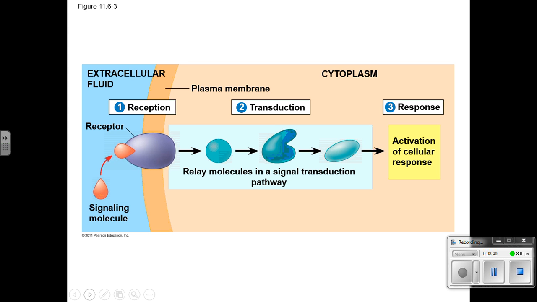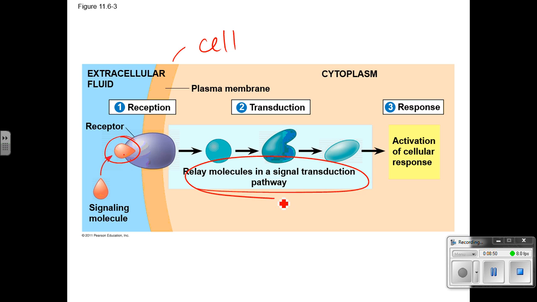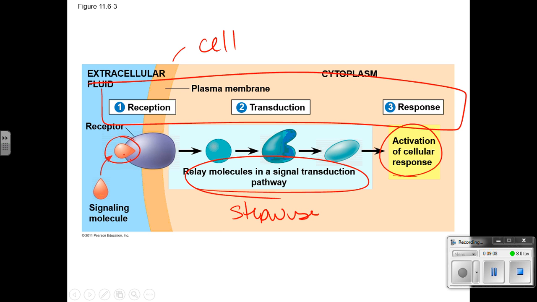So here's your cell. This is the membrane. Your signaling molecule is going to find a receptor. The cell is going to recognize it. It's going to change it. Okay, that's transduction. It's going to convert that message. And usually this is stepwise. Lots of different things can happen here. And then whatever the response is, that's going to be whatever. Okay. So reception, transduction, response. Remember these three, and remember what each of them do.